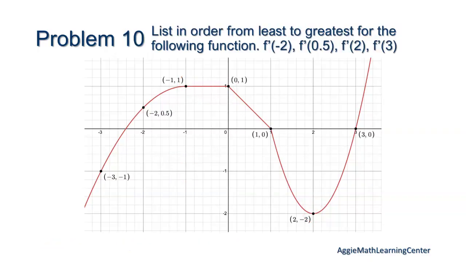Pretty chill. Okay, and then this next part is you need to list in order from least to greatest for the following functions. So we need to list these kind of like in order of their slopes at these points. So let's mark these points really quick. So we have our -2, 0.5, it's like right here-ish. And then our 2 is right here, this guy. And then 3 is right here. Okay.